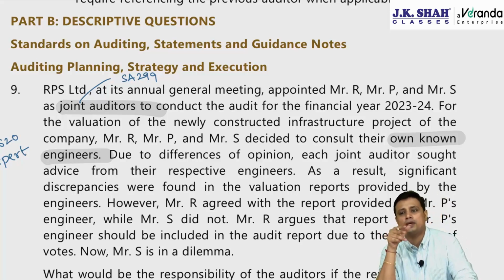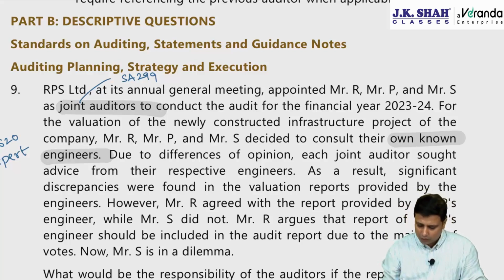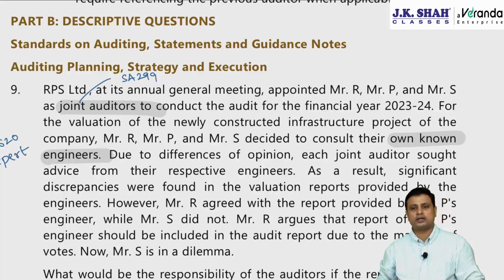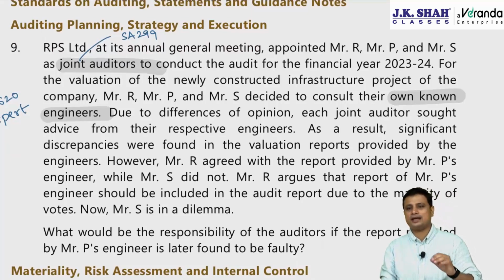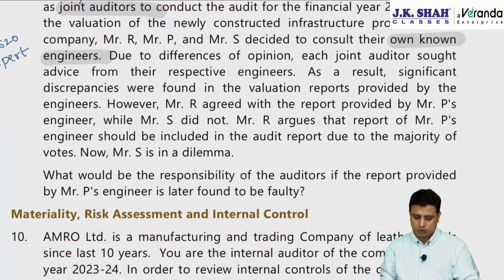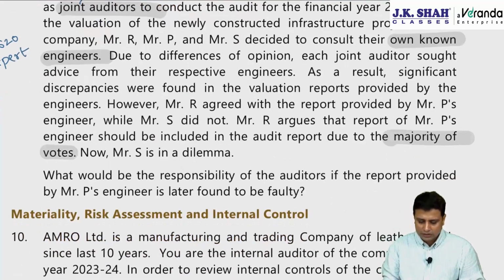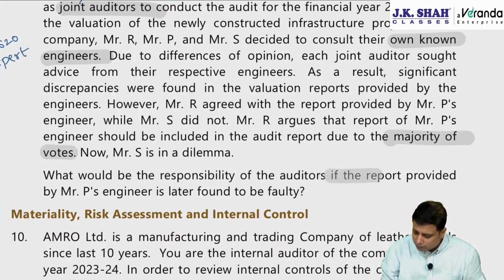Due to the difference of opinion, each joint auditor sought advice from their respective engineers. As a result, significant discrepancies were found in the valuation reports by the engineers. However, Mr. R agreed with the valuation report provided by Mr. P's engineer, while Mr. S did not. R argues that the report of Mr. P's engineer should be included in the audit report due to the majority of the votes. Now, Mr. S is in a dilemma. What would be the responsibility of the auditor if the report provided by the engineer is found to be faulty?